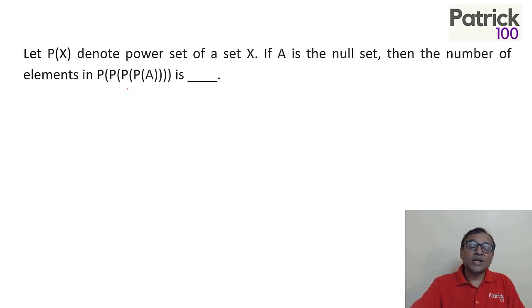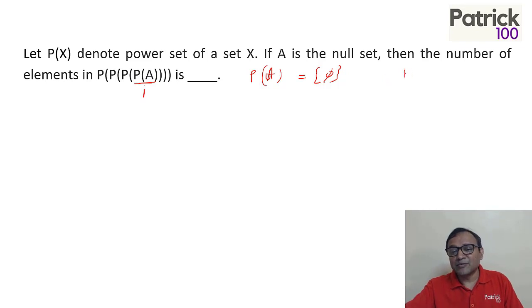The power set denotes all the subsets of a set. When you say the power set of a null set, there is only one set. For any set, the number of subsets that can be formed is 2 raised to the number of elements in it. So if there are n elements, the power set will have 2 raised to n elements.